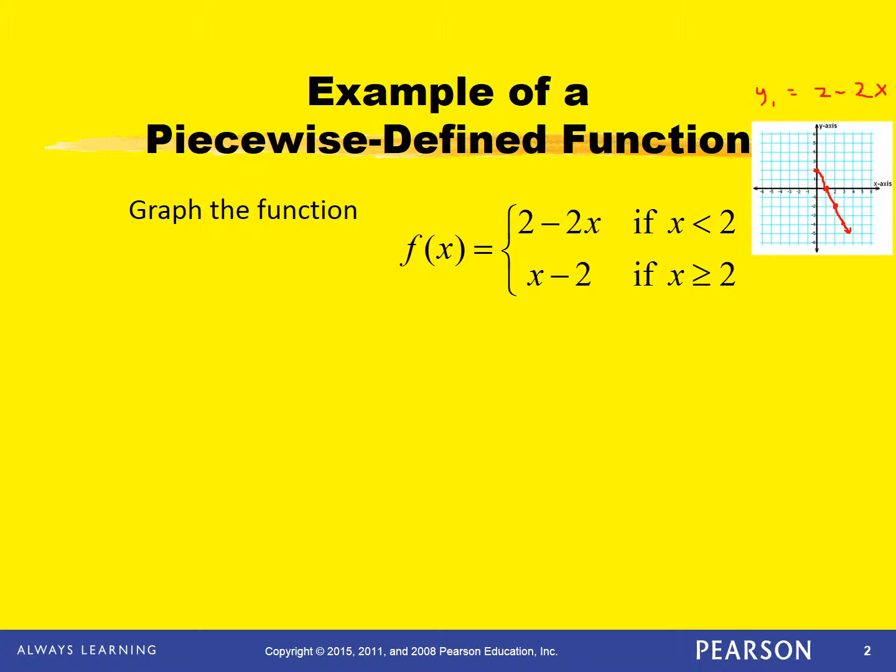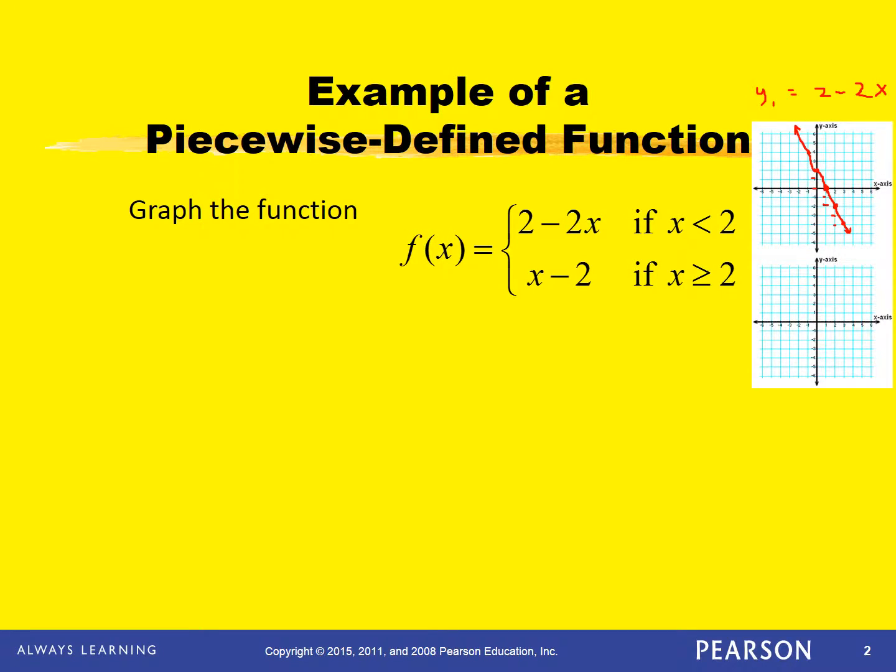Or rise 2, run negative 1. Rise negative 2, run negative 1 is the same as run 1, rise negative 2. It's rise over run, so rise negative 2, run 1. Rise negative 2, run 1. So without the if, the graph looks like that.